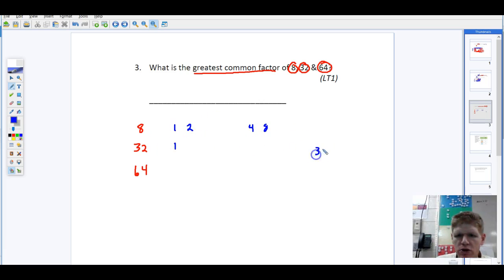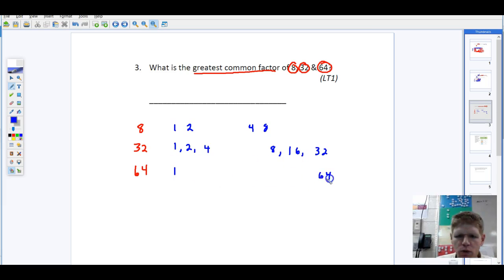1 and 32, 2, and what gives us 32? 16. 3, does 3 go into 32? It does not. 4 goes into 32 8 times. Once again, we're narrowing down our possibilities here. 5 does not go into 32, 6 does not go into 32, 7 does not go into 32, so we have all of them listed.